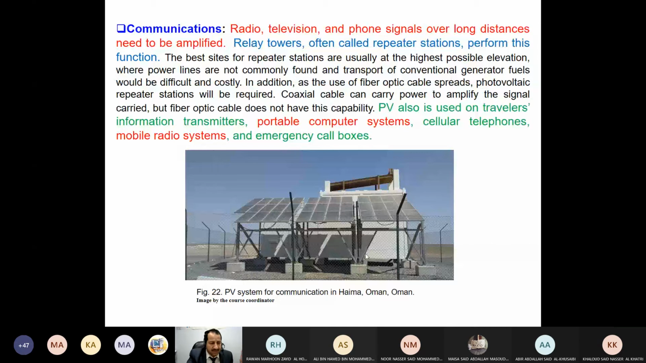You can see here, this is in Haima. It has been taken in Haima for communication. There are many applications. They use it for communication applications, for example: travelers' information transmitters, portable computer systems, cellular phones, mobile radio systems, and emergency call boxes.